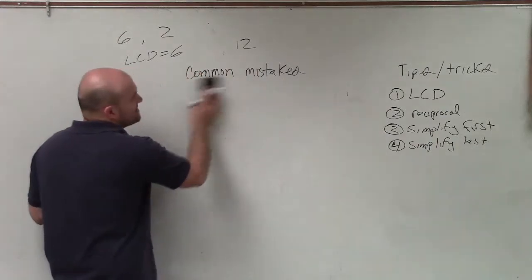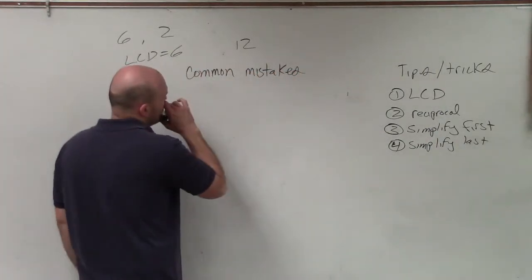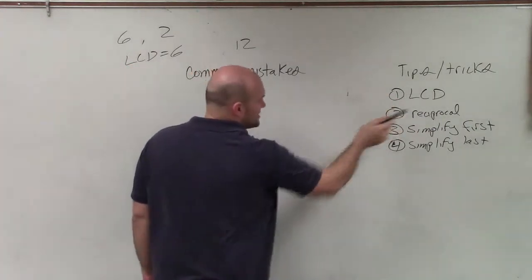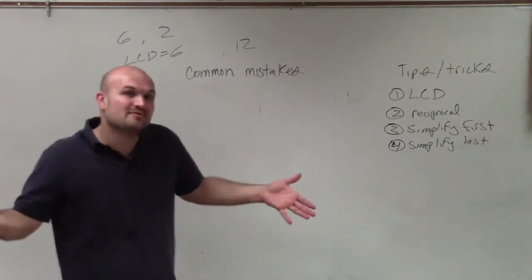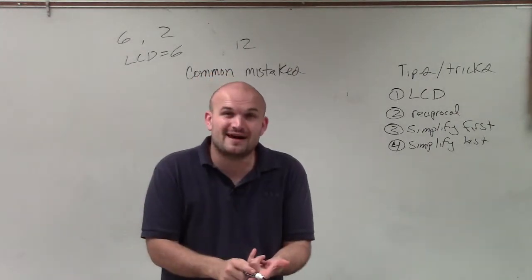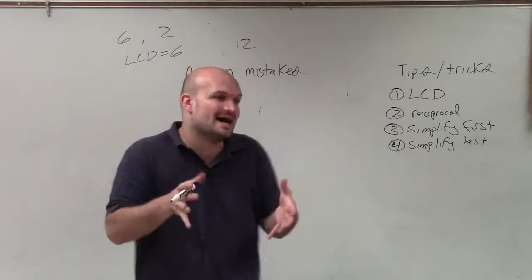The last thing, kind of common mistakes, goes with your tips and tricks. The tips and tricks are: make sure you find the LCD, make sure you multiply by the reciprocal to produce equivalent fractions, and the last thing is simplifying. I get so many students with common mistakes where they don't simplify at the end or they don't simplify at the beginning, especially with complex fractions when we have to combine.